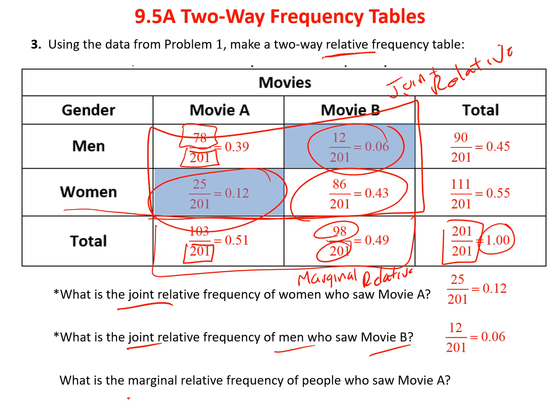What's the marginal? Here it is not two things. It's just one: people who saw movie A. So the marginal frequency of people who saw A was 103. But now if I take that and divide it by the grand total 201, I find out that the marginal relative frequency is 51 hundredths, or you could say 51%. So again, the relative frequency is simply the joint or the marginal frequency divided by the grand total. Notice if you added all these up, they'd add up to 1.